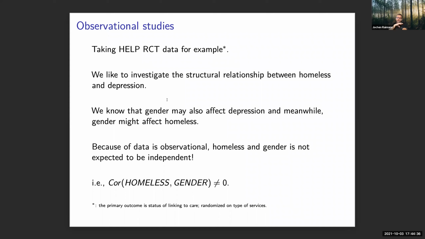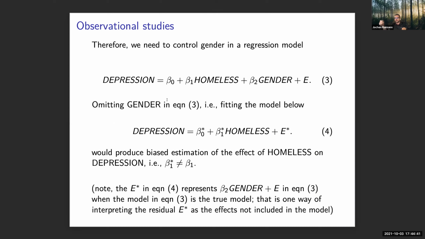This can be randomized, but it is not randomized because it is observational. So we need to control for this to account for gender sufficiently. So depression equals beta 0 plus beta 1 homeless plus beta 2 gender. If we are omitting gender, the model looks entirely different. So this is a biased estimate, which will change the assumed effect of homelessness on depression.